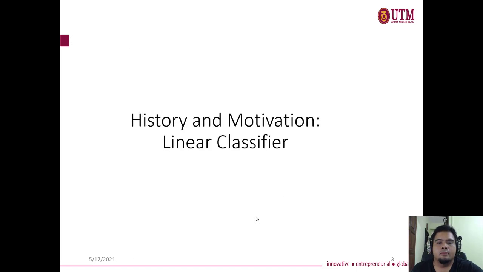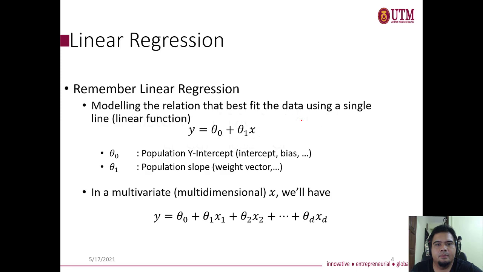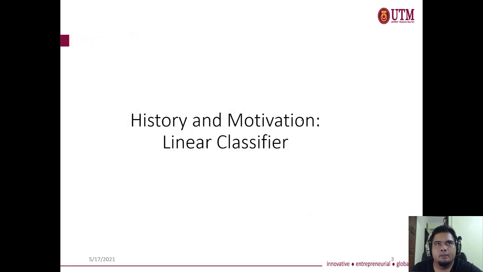When we talk about the history or the motivation behind the artificial neural network, you cannot deny that linear classifier, or linear regression, sorry, this one should be linear regression, is one of the important elements that made the neuroscientists manage to model the neural network, which mimics the biological neural network that operates in your brain.